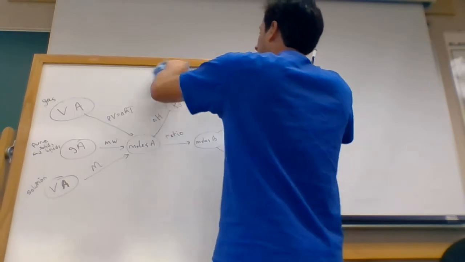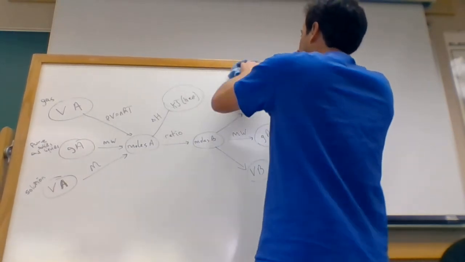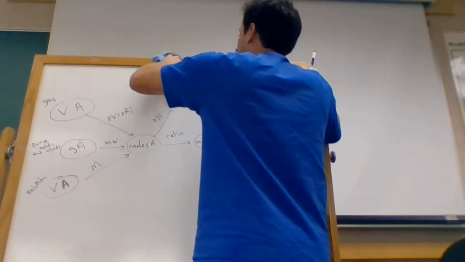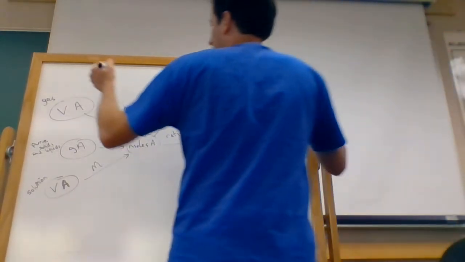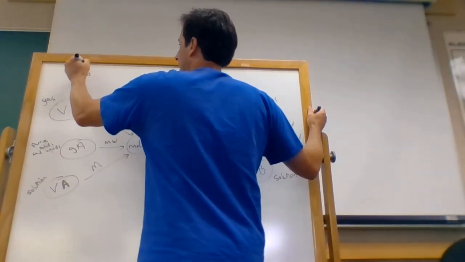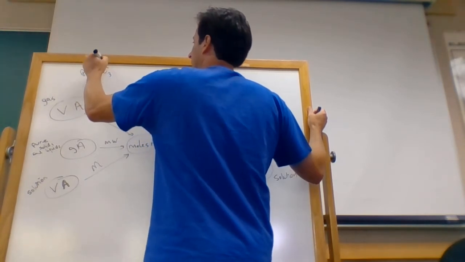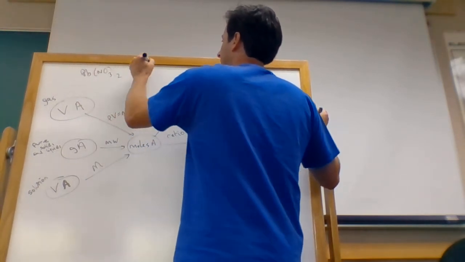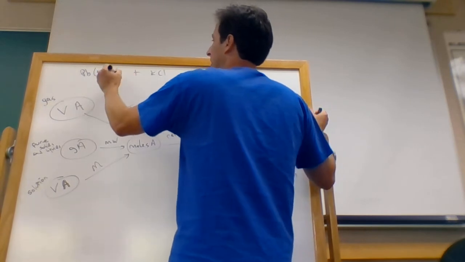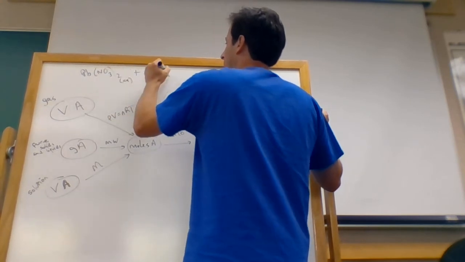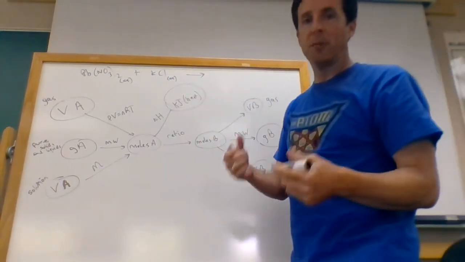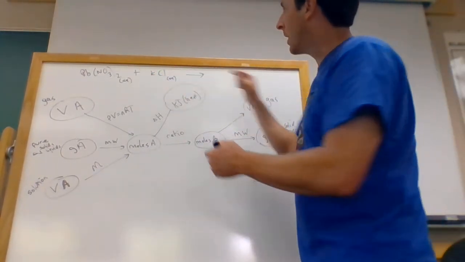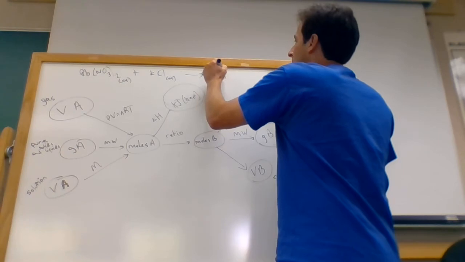Describes a reaction, says we have two solutions that we can mix together, and it's lead(II) nitrate, so Pb(NO3)2, plus KCl. They're both solutions, so I'll put aqueous by both. Yields. Now again, this is a double displacement reaction, so I'm going to make lead chloride, Pb with Cl.